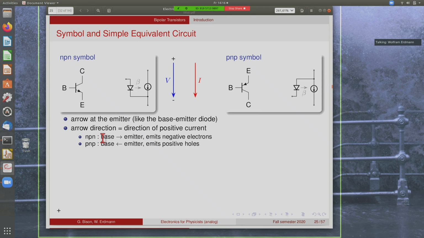So like we've seen in the NPN transistor, the emitter emits negative electrons. So for the PNP transistor, the emitter emits positive holes. So here we have the flow of positive holes along this arrow sign, and here the current flows against the arrow sign because we have electrons that are being emitted from the emitter.